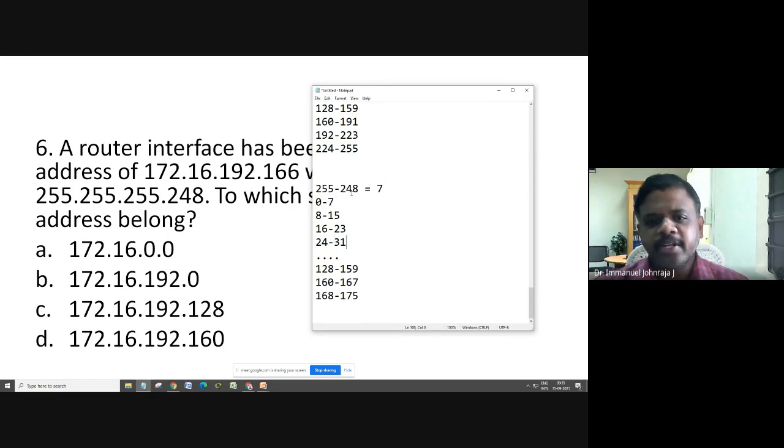And eventually, somewhere you will get something like this. Something to 127, then 128 to 159, and so on. In 128 to 159, it is going to be 152 to 159. Like that.